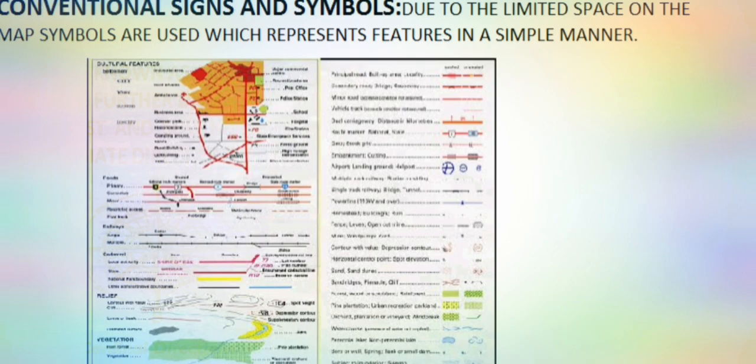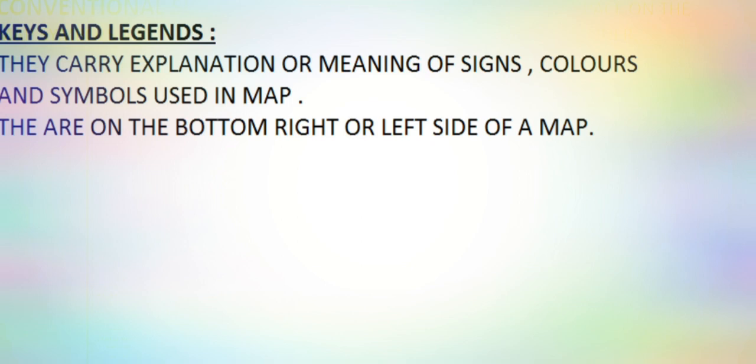The next thing is keys and legends. Keys and legends are also essential features of a map. They carry explanations or meanings of colors, signs, and symbols that are used in a map. They are mostly placed on the bottom right or left side of a map.